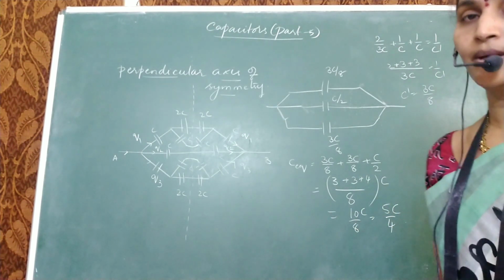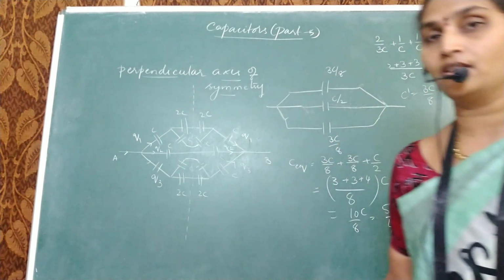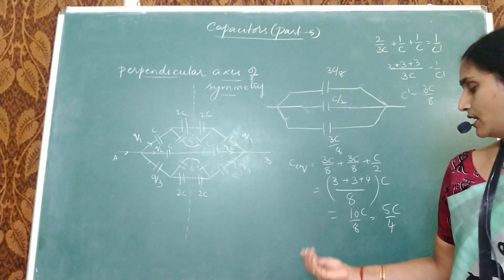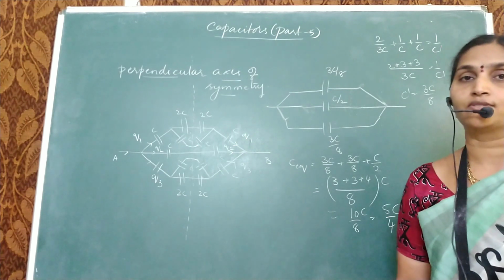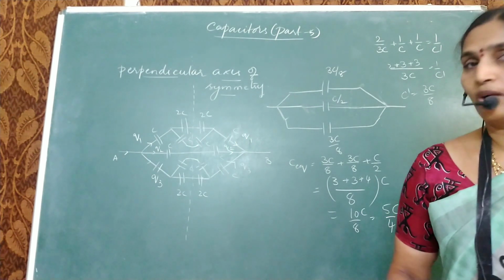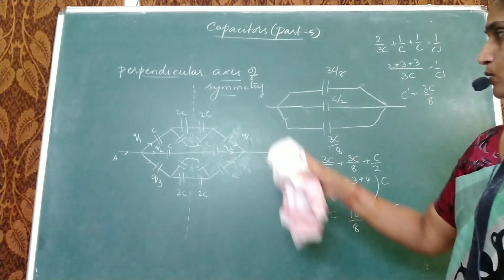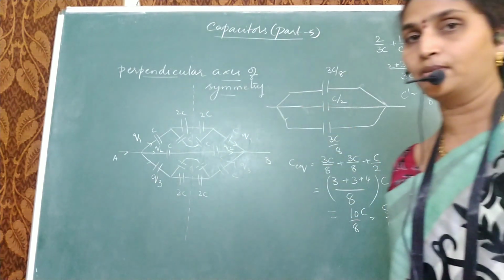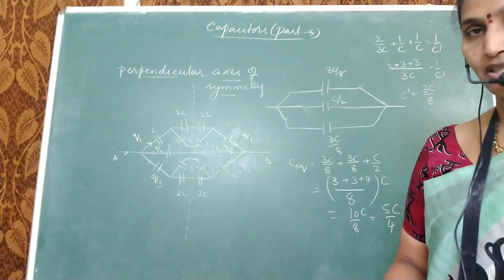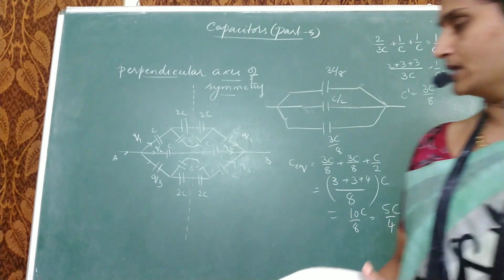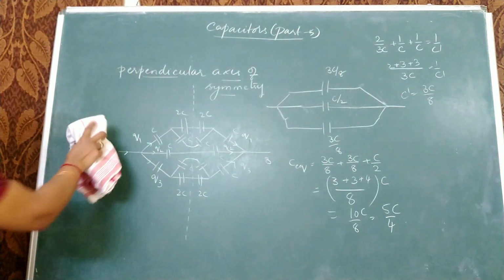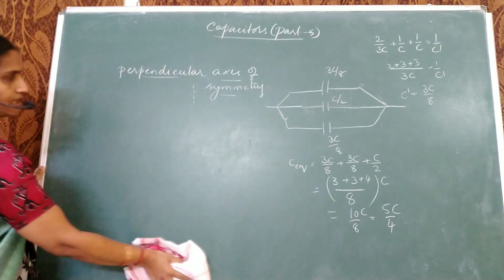So this is how, by applying the perpendicular axis of symmetry, we have simplified the network and got the equivalent capacitance as 5C by 4. So there is one more method, how you can simplify the circuit using the same symmetry, that is perpendicular axis of symmetry. So look at the alternative method. Answer won't change, but that is also one of the methods. See, the same circuit I will be taking.